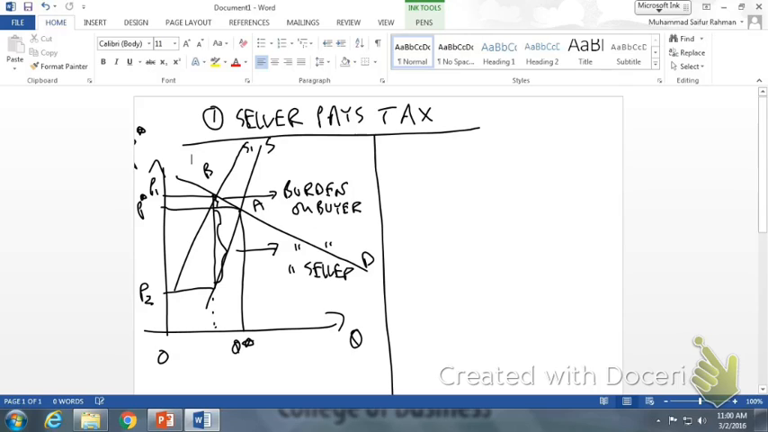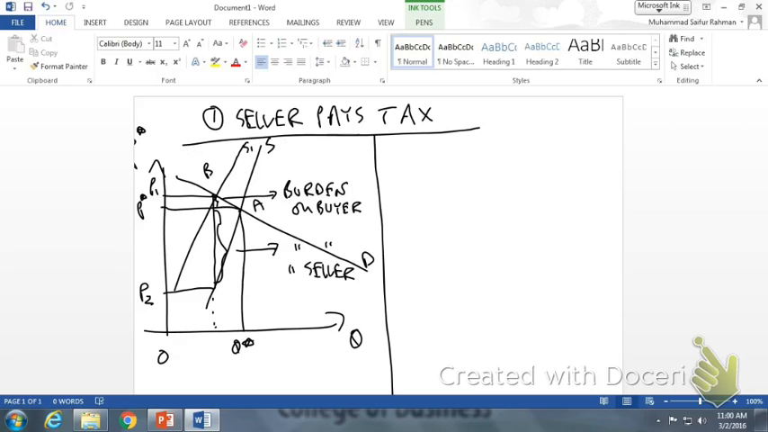Now the question is, who is paying the larger share of the tax burden? Do we all see that? It should be obvious that the difference between P2 and P star is much larger than the difference between P1 and P star, right? So our seller is paying the larger share of the tax burden.